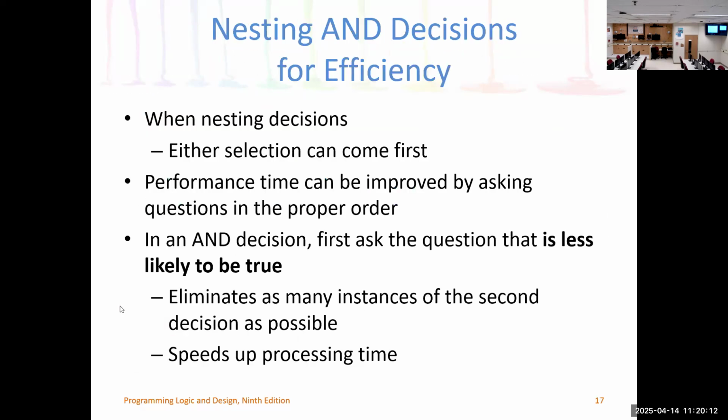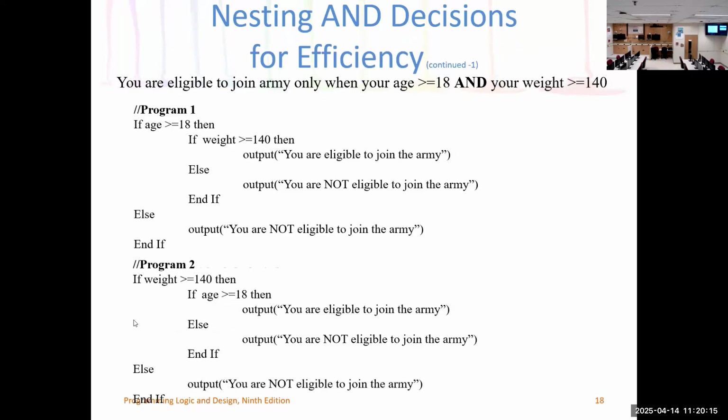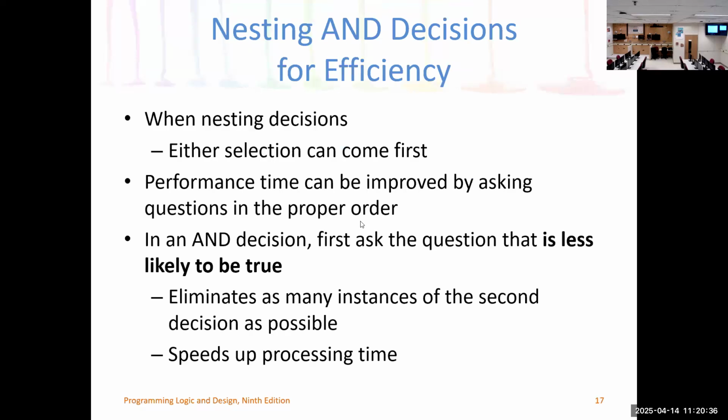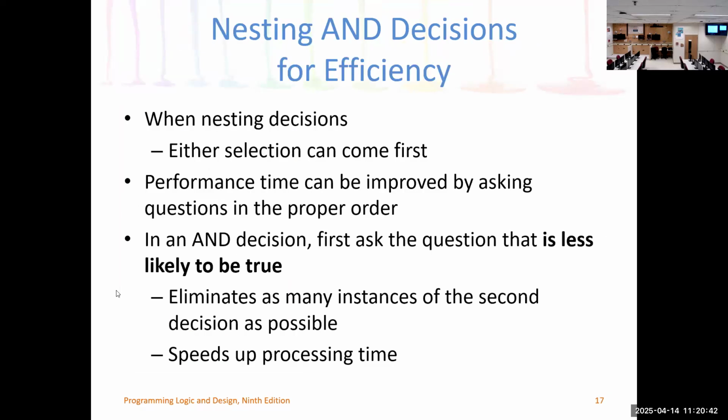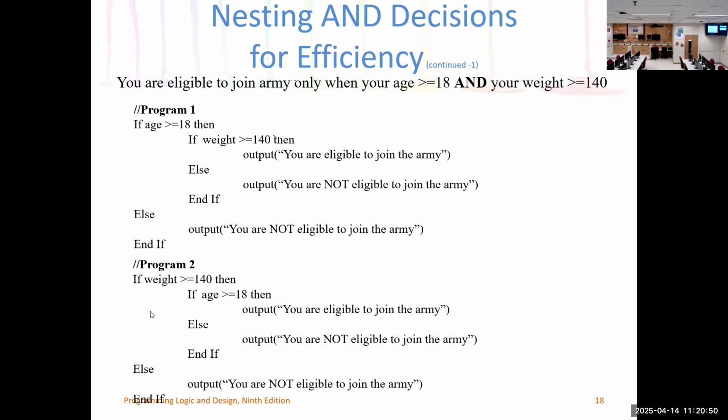Think about this one here. I want to work on this program, right? In this program, I make a decision if someone is eligible to join the army or not. Remember that he's only able to join the army when his age is greater than or equal to 18 and his weight is greater than or equal to 140, right? So basically, when you work with the AND decision here, you work with the nested decision. You put one decision inside another one, right?